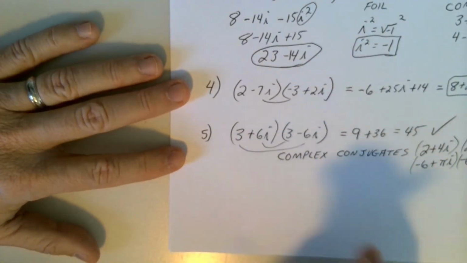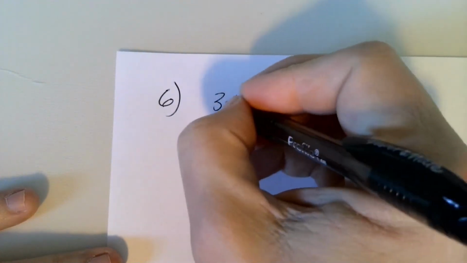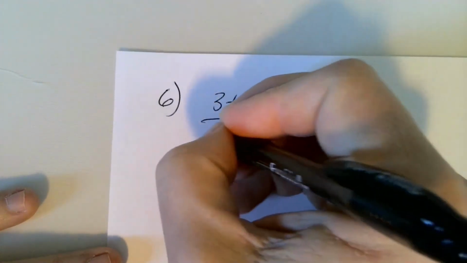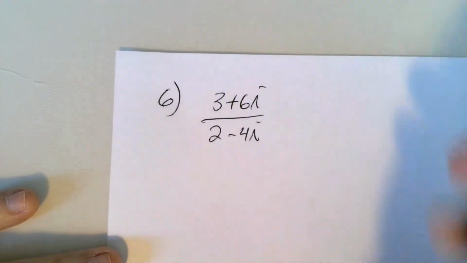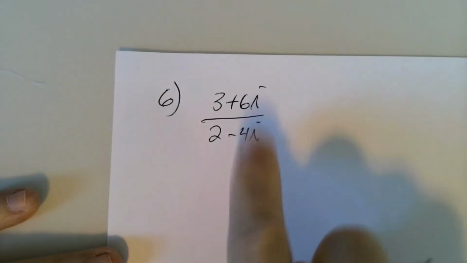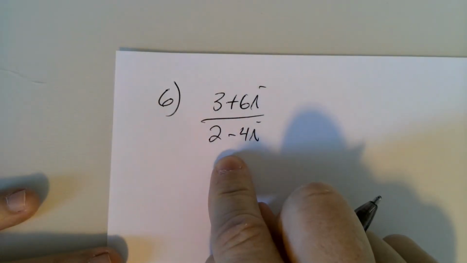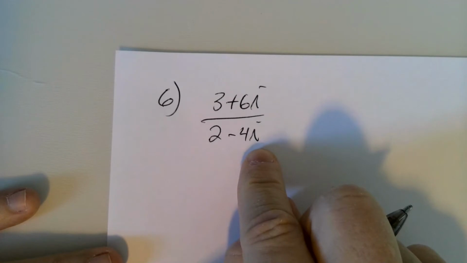So why is that important? Well, when I do division problems, it's kind of like division with radicals, where we didn't want to have radicals on the bottom. If I had 3 plus 6i over 2 minus 4i, one of the rules in simplifying division with complex numbers is no imaginaries are allowed on the bottom. So you're like, well, how do I get rid of that?